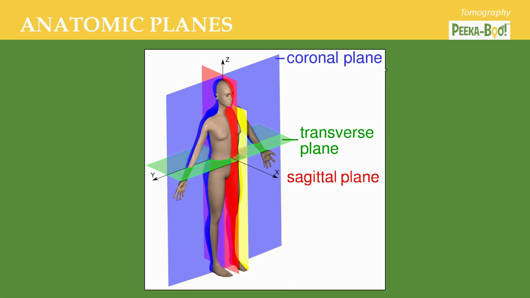A transverse plane divides a body into top and bottom, which is how we always begin an ultrasound scan. This is the plane when the transducer is oriented towards the mom's left side. The coronal plane divides the body into the front half and the back half.